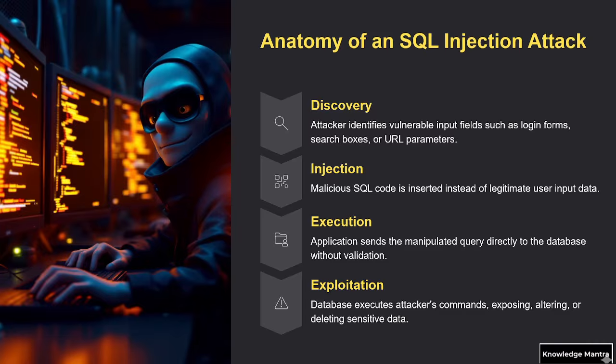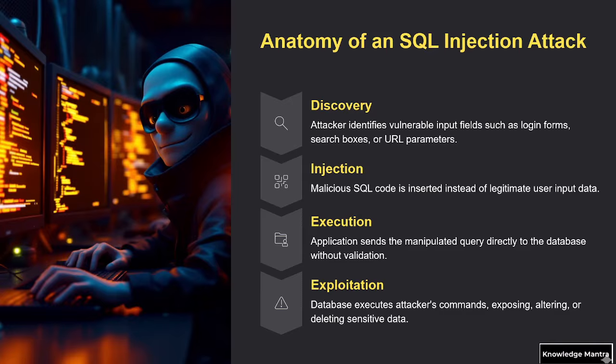So let's see the anatomy of an SQL injection attack. An SQL injection attack usually follows 4 main stages. The first one is discovery. In the discovery step, the attacker finds an input field or URL parameter that accepts data from the users. So that's the discovery part.